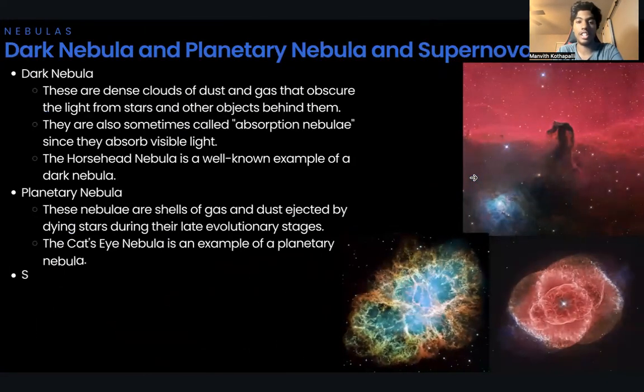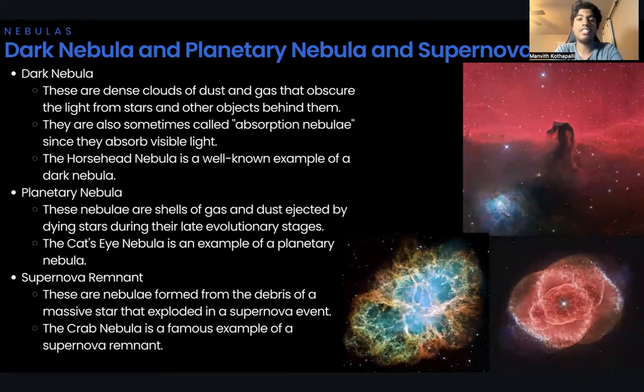And then comes the dark nebula. These are dense clouds of dust and gas that obscure light from stars and other objects behind them. They're also sometimes called absorption nebulas, since they can absorb visible light. The Horsehead Nebula is a well-known example of a dark nebula.